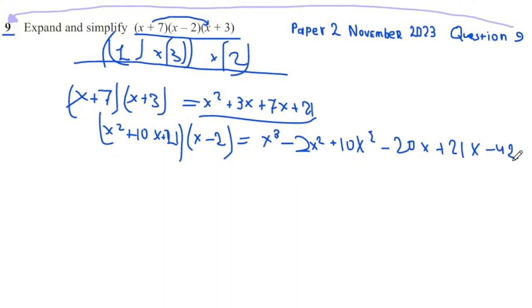Now we collect all the terms together to simplify the equation we've got. So x cubed, minus 2x squared plus 10x squared will give us plus 8x squared, minus 20x plus 21x will give us x, minus 42 by its own will give us minus 42.